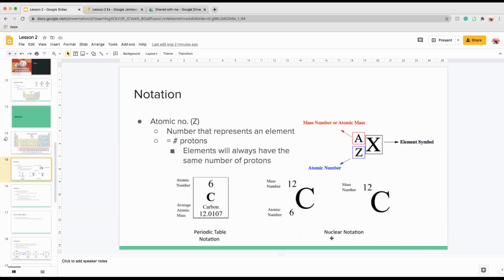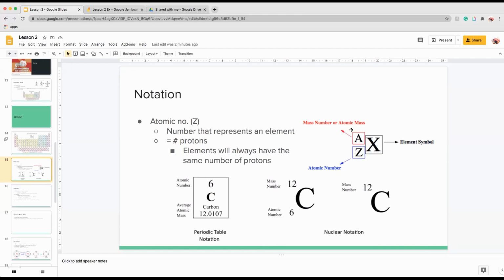Nuclear notation. Basically, to write an element in nuclear notation, on the top left you write the A, or the atomic mass of that element, which for carbon is 12. Just round the decimals. When you're writing the atomic mass for these things, just round it to its closest whole number.